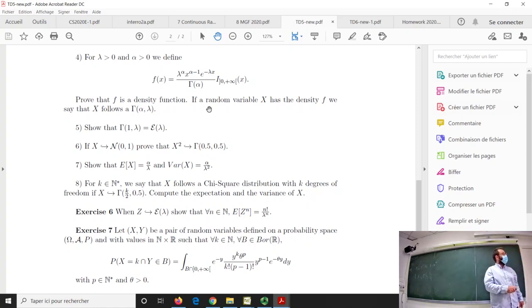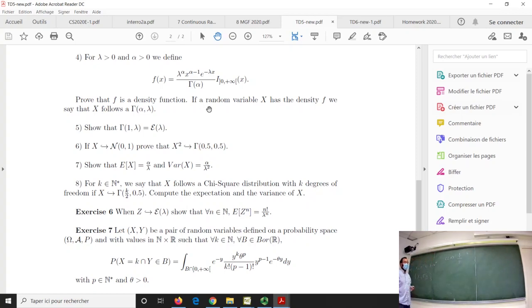I just have to plug inside with the good parameters. Okay, so what is the expectation in this case? The expectation of a chi-square of parameter k. The chi-square of parameter k is just a gamma of parameters k over 2 and 1/2. So the expectation is alpha over lambda, that is k over 2 over 1 over 2. That is, the expectation is k.